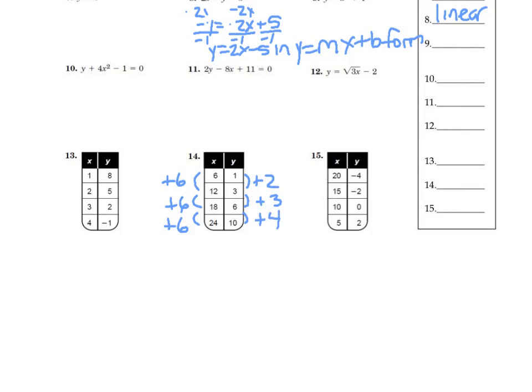Now, because we have all plus 6's for our x differences, but a plus 2 and a plus 3 and a plus 4 for our y differences, this makes the function nonlinear, because we have non-constant slopes.